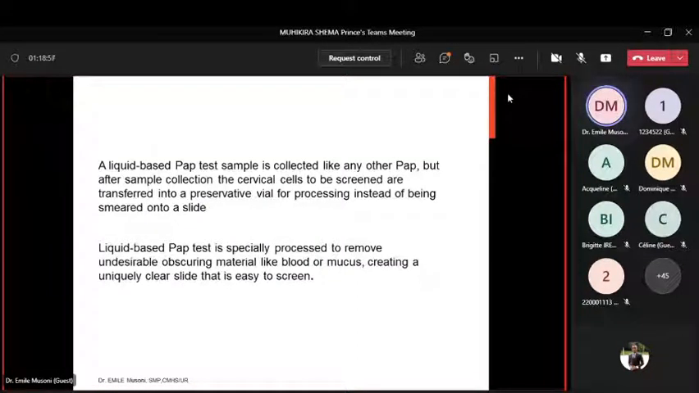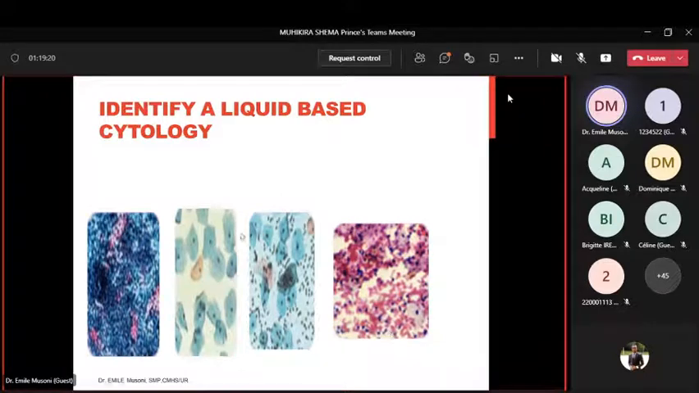A liquid-based cytology sample is collected like any other pap smear, but after the collection, the cervical cells to be screened are transferred into a preservative vial. This one we have said. In the case of liquid-based cytology, we don't see any obscuring material like blood, mucus, and the others. For example, you see those images.